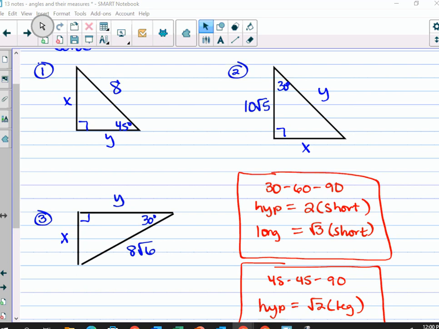Which one? No. Like in number 2. Yeah, no, go with the angles. X is the short side in number 2. Short leg. In number 2, because it's across from the 30-degree angle. The third one looks a little more like the short leg.